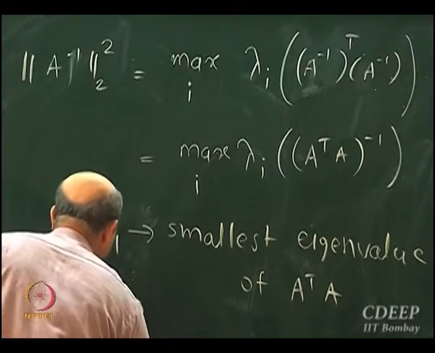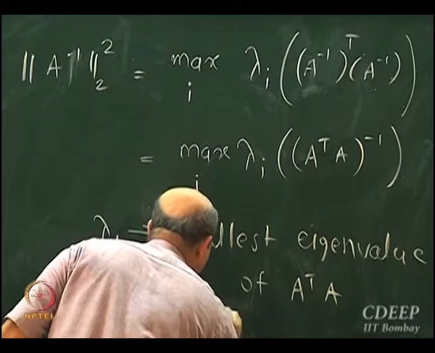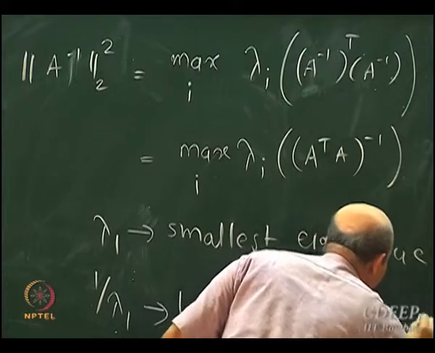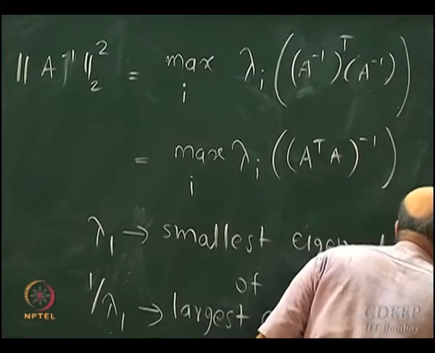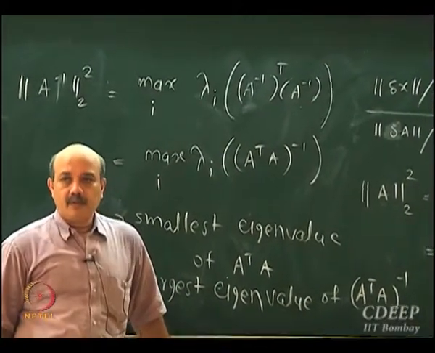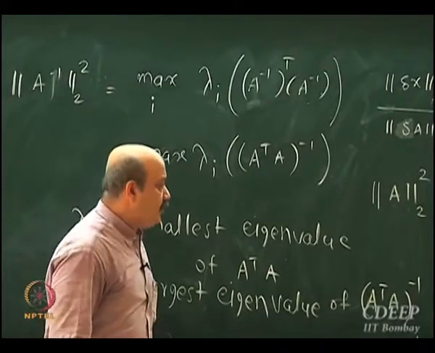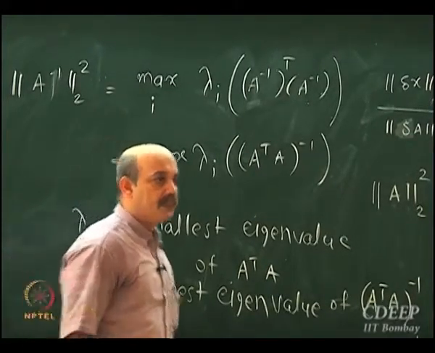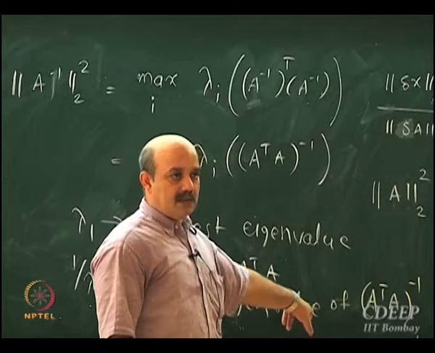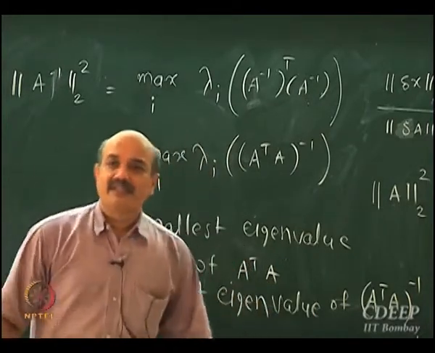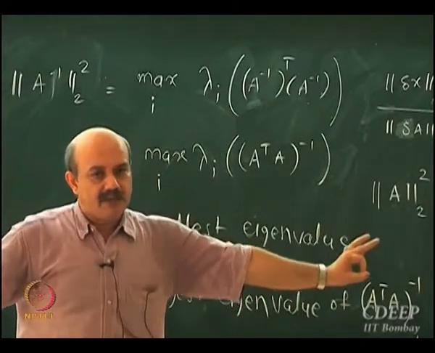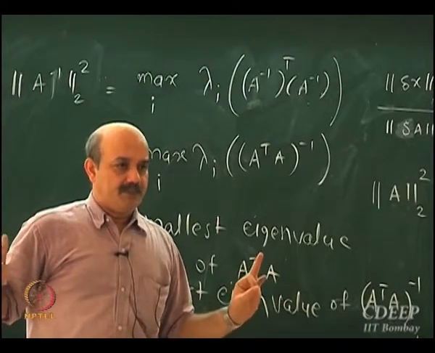So 1 by lambda 1 is the largest eigenvalue of A transpose A inverse. Is everyone with me on this? So lambda n, what is the largest eigenvalue? We have numbered eigenvalues. The largest one we are calling lambda n, the smallest one we are calling lambda 1 for A transpose A. You have some doubt?